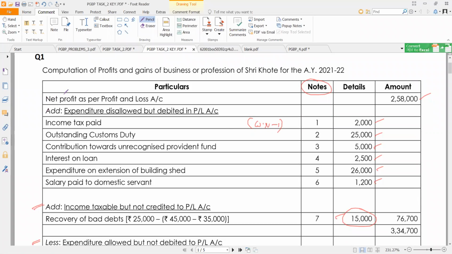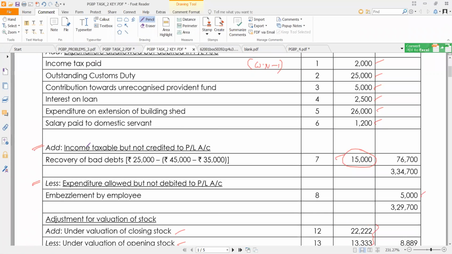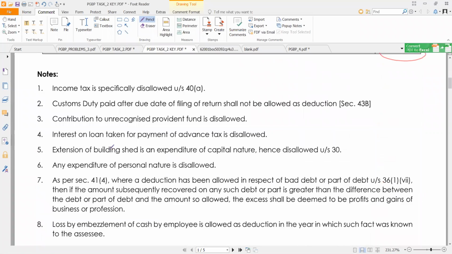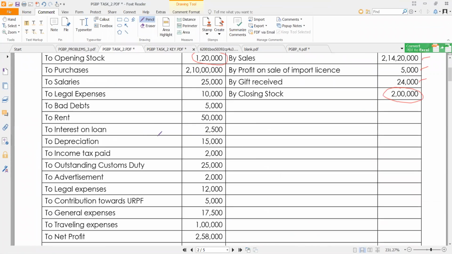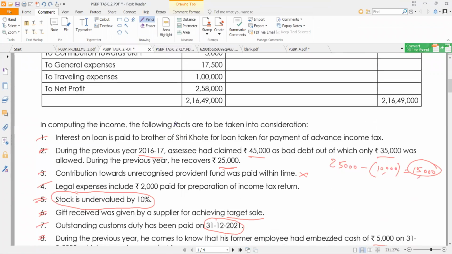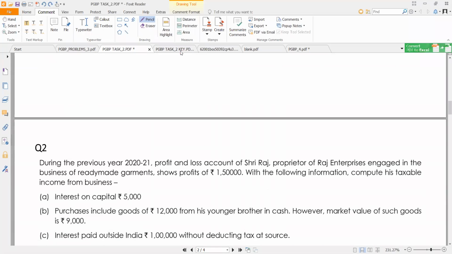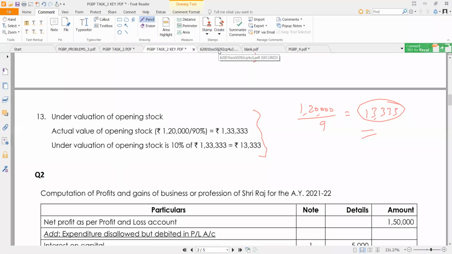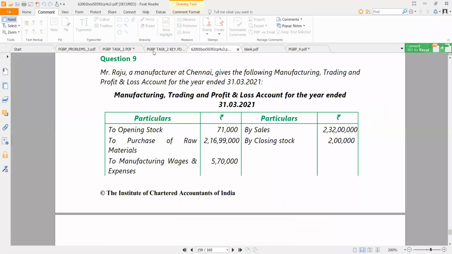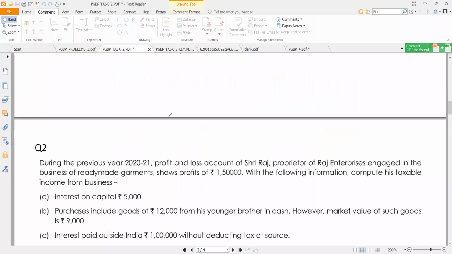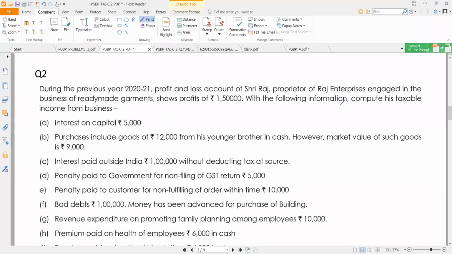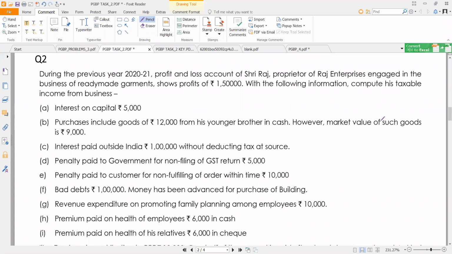Treatments, of course, depend upon what memory you have about various provisions, as simple as that. So that is the first question. Hope everybody got the correct answers. If not, remember the provisions once again, read them once again, and rectify your errors. That's it. Now, question number two is again similar.